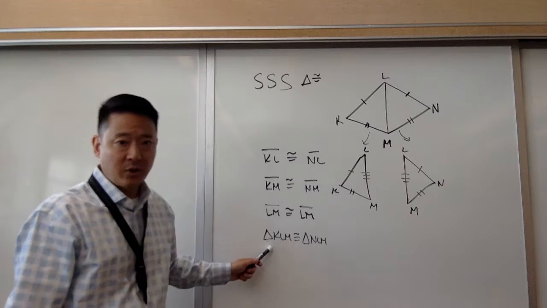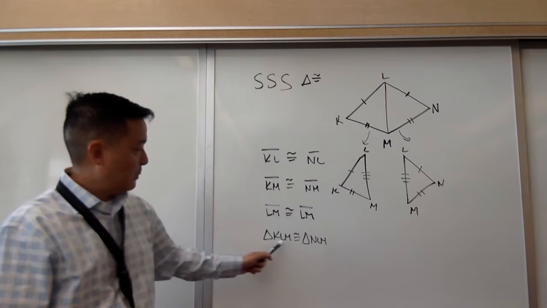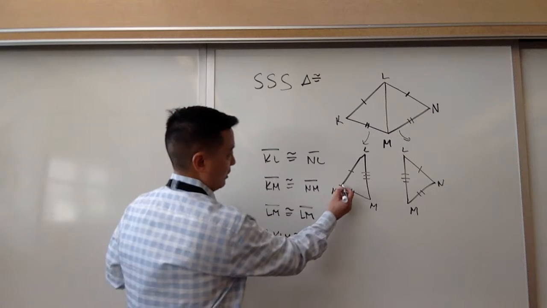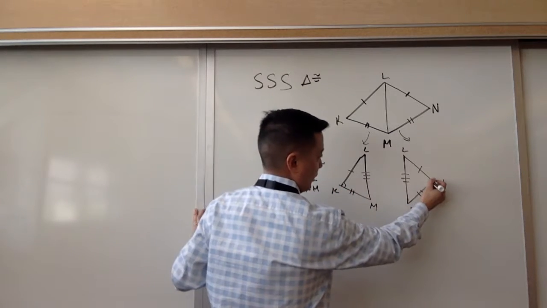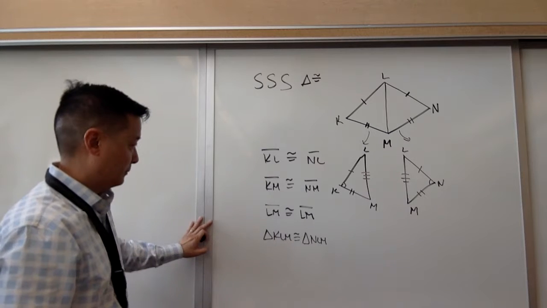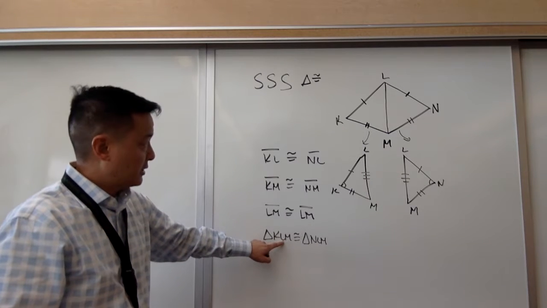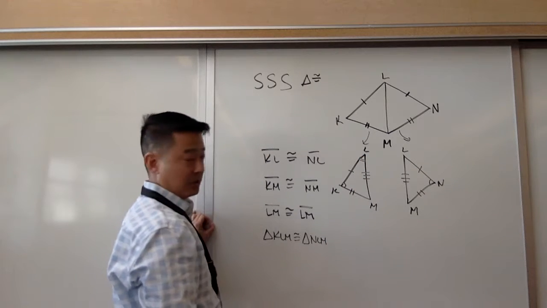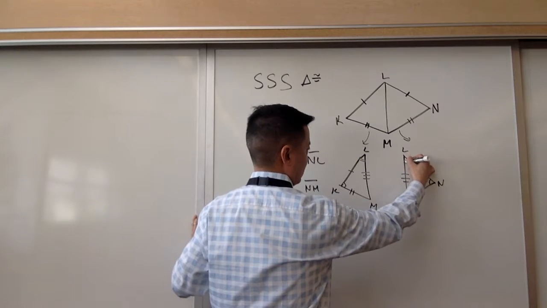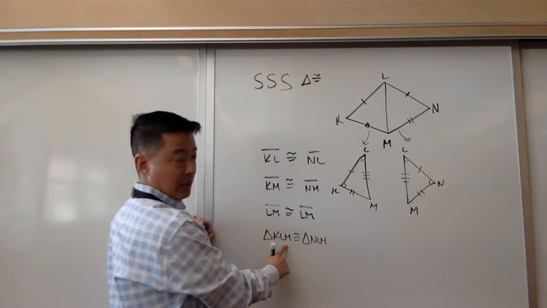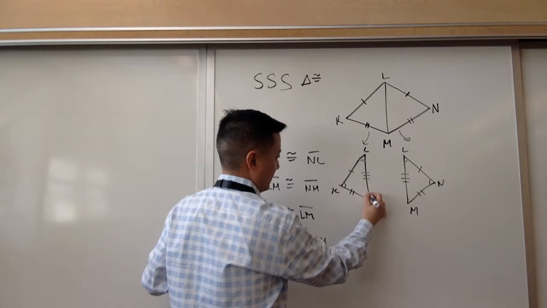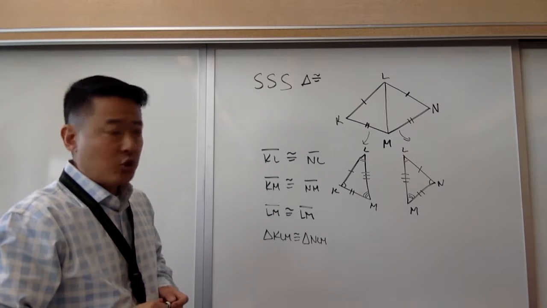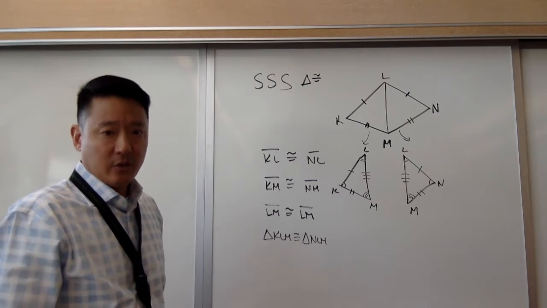So when we name the two triangles that are congruent, K matches up with N. K, this vertex here, matches up with N. The vertex L matches up with the vertex L. And the vertex M matches up with the vertex M. So those are the two triangles that are congruent.